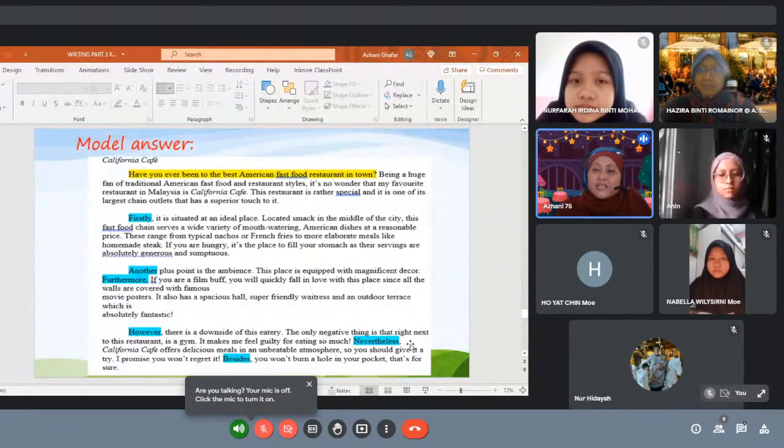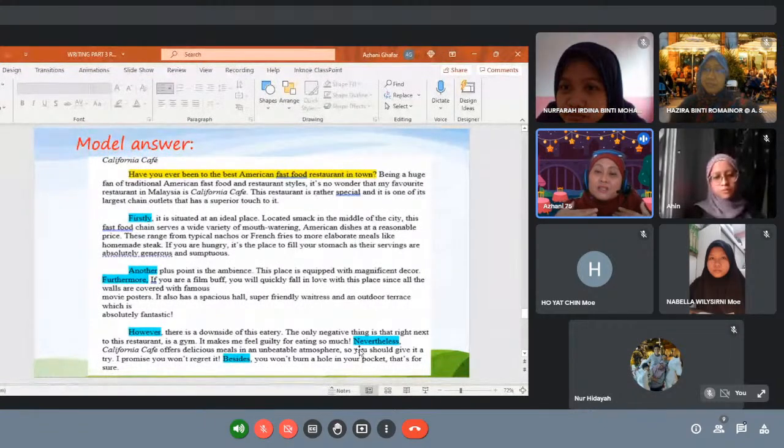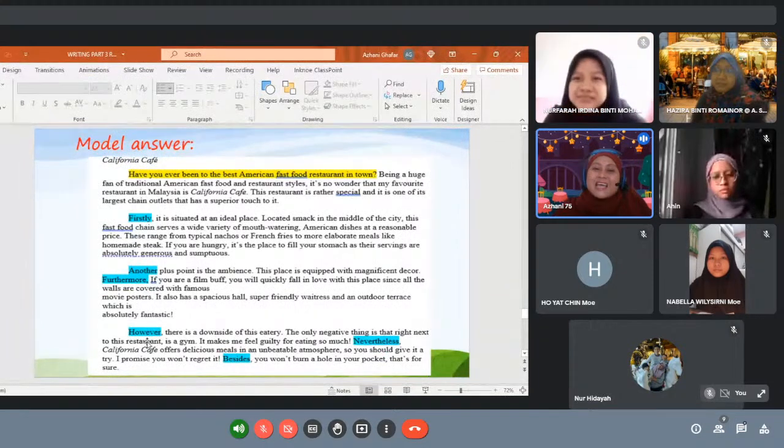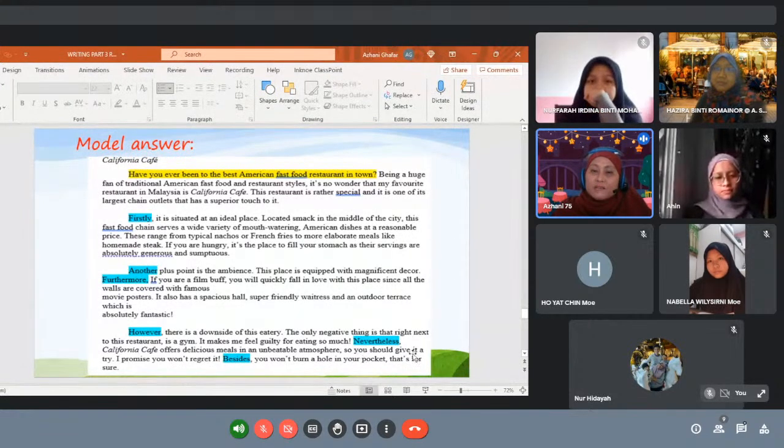The only negative thing is that right next to this restaurant is a gym. It makes me feel guilty for eating so much. Okay, I think this very much relates to myself. Nevertheless, California Cafe offers delicious meals in an unbeatable atmosphere. So you should give it a try. Okay, here, give it a try.